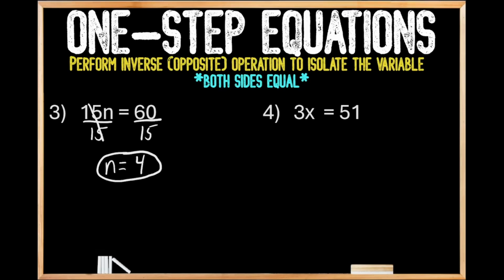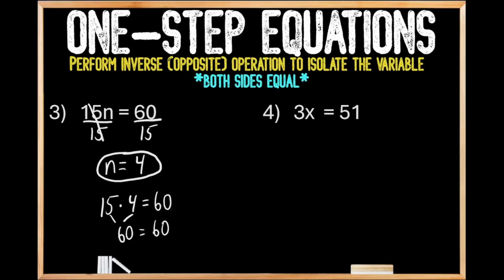Now we're going to double check to make sure that we got that answer correct, so we're going to plug in the value for n into this equation. So we have 15 times 4 equals 60. And when we multiply 15 times 4, we get 60. Since both sides of this equation are equal, it means that n is equal to 4.